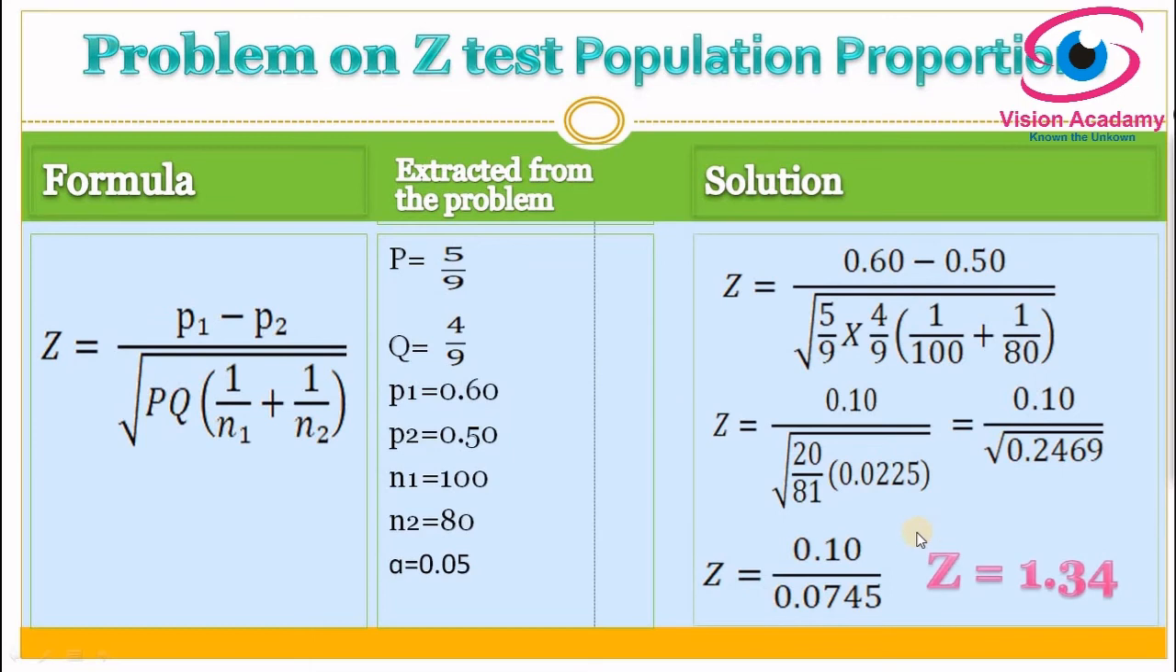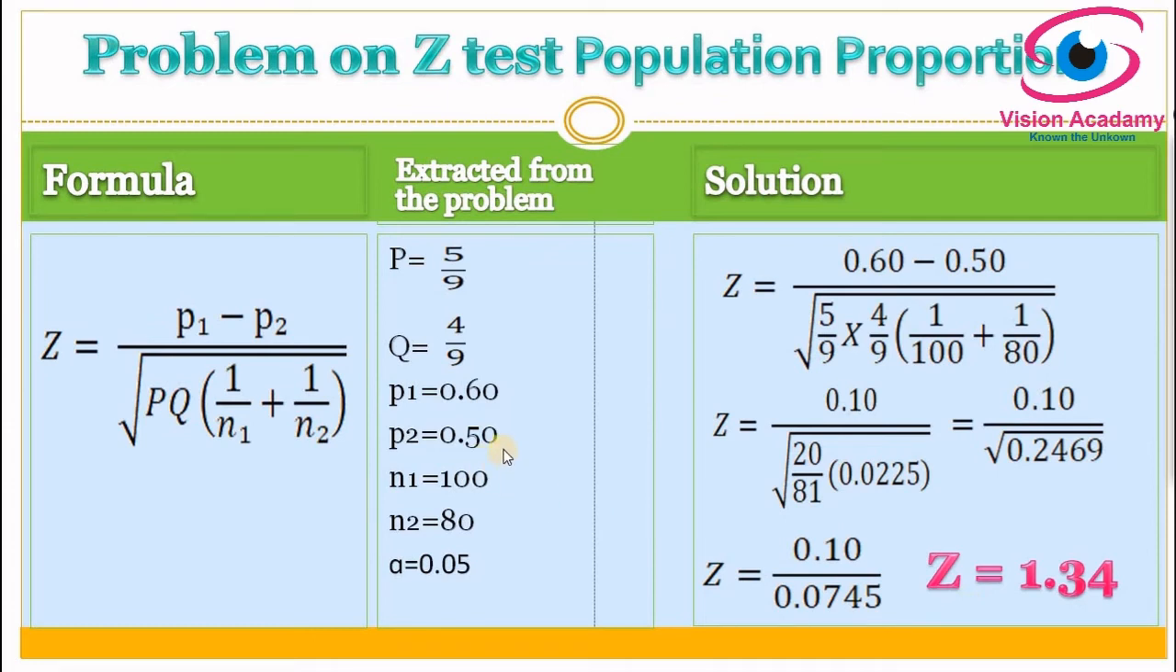Ultimately my test statistic for two population proportions, Z, is equal to 1.34. So in this way, after replacing the formula with the given information, we have found the test statistic.